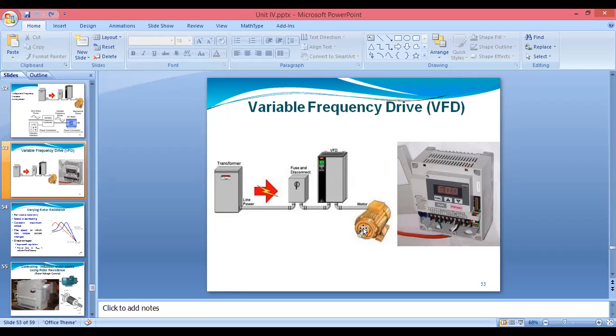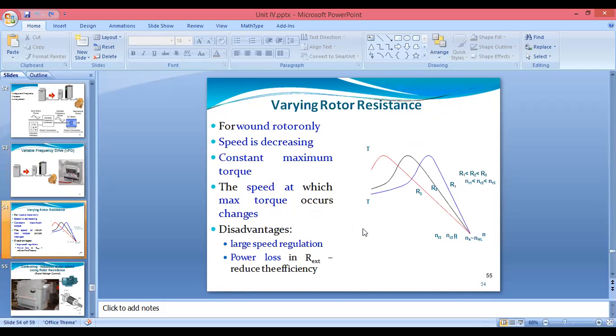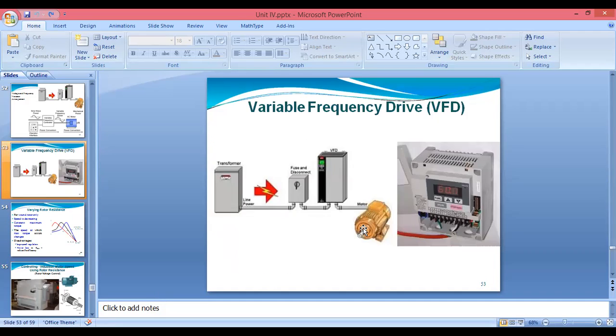So we can increase the speed here, and if we increase the synchronous speed, we can increase its rotational speed. Now we will see the another method in the next class. If anyone is facing any issue, you can ask me. So in today's session, we have seen the speed control methods for the three-phase induction motor.